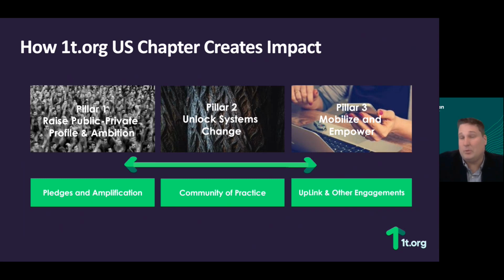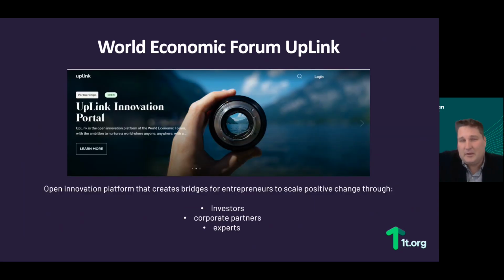And then, really, how do you mobilize and secure that funding and move forward? A current opportunity open that you might be interested in is this uplink from the World Economic Forum. You can get your projects into this open innovation platform and really connect with investors, corporate partners, and experts that can really help you advance it and hopefully secure funding and technical expertise on that.